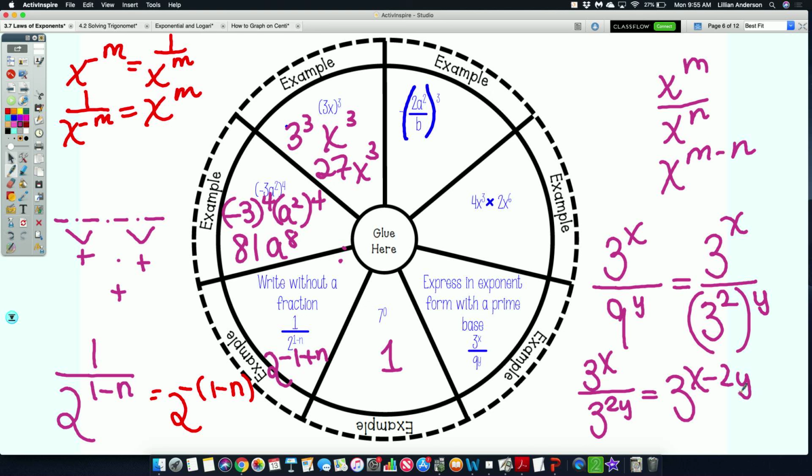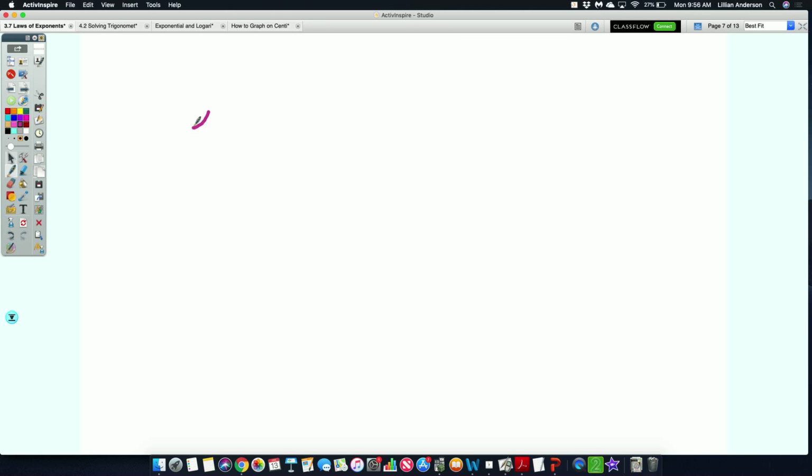Questions? Being able to identify bases or numbers where you can have a similar base is going to be a very good skill. 3 to the second power is 9. I could have given you a similar problem, and I could have said, okay, what about 4 to the 3x over 64 to the 2y?